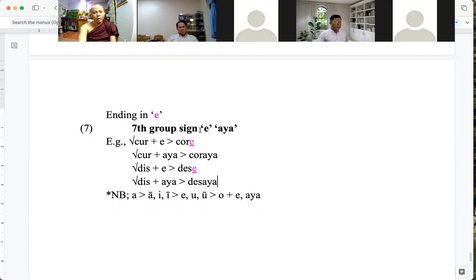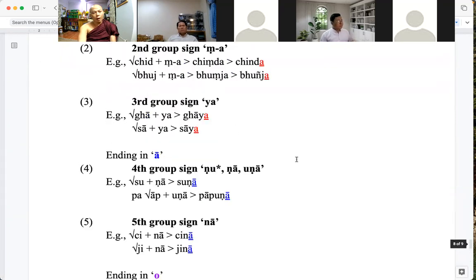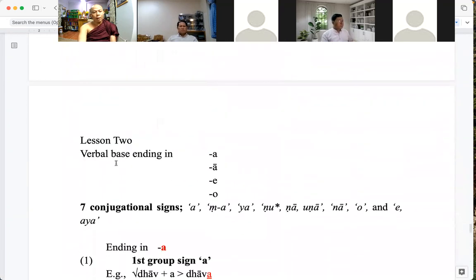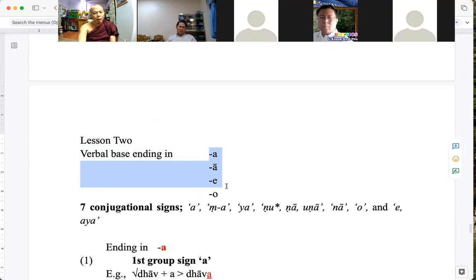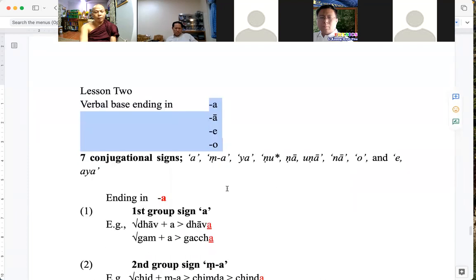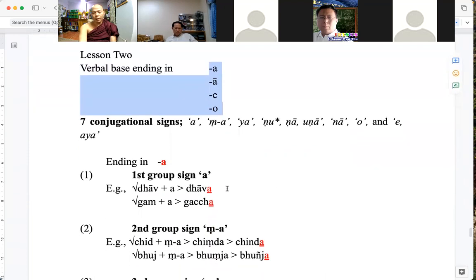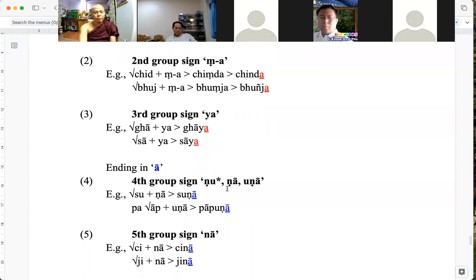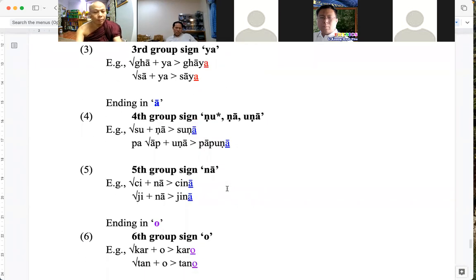And then when we apply the a sign, all of those bases end in a. So that is why all of the vowel bases in Pali can end in one of these four: a, i, u and o. Okay. So that information is not included in your book, Pali Easy. Please pay careful attention. Okay, let's go back to the Pali Easy.